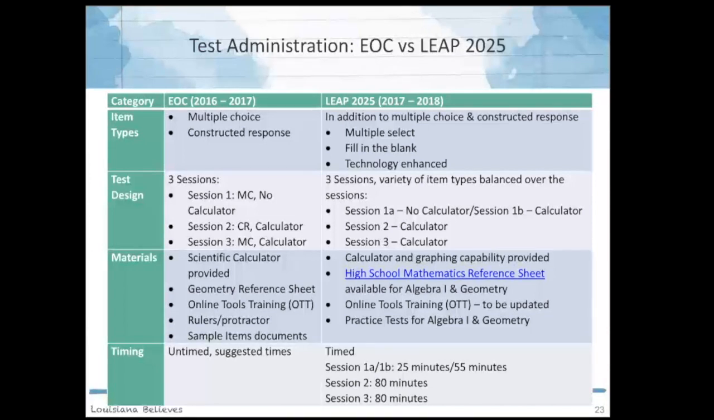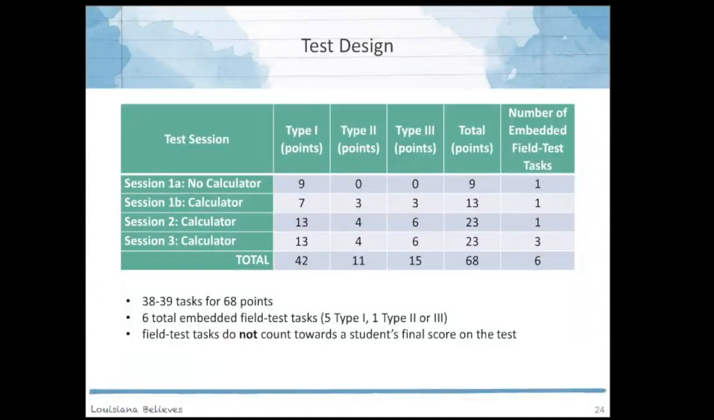Another big change is that we move from untimed to timed. Each session is 80 minutes. Session 1 is split into Part A and B. Part A, the no calculator session, is 25 minutes, very short. The session is worth 9 points. There's not a whole lot to it. And then Part B is 55 minutes. So the bulk of the test now is calculator allowed, much more so than previously.